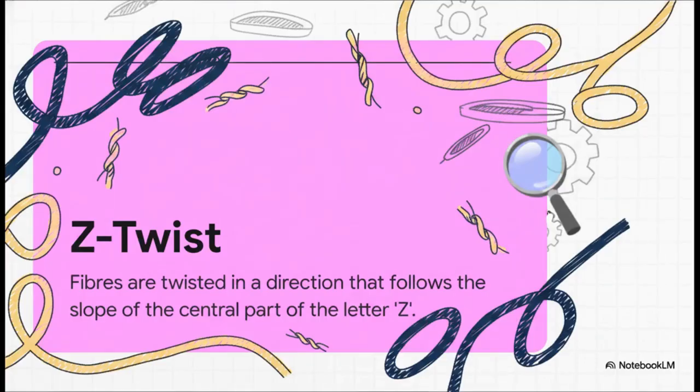And our second letter is, you guessed it, Z. The fibers here follow the diagonal of the letter Z. Now here's where it gets interesting. The Z twist is the go-to, the default, for most single yarns spun in the world. It is the absolute workhorse of the textile industry.